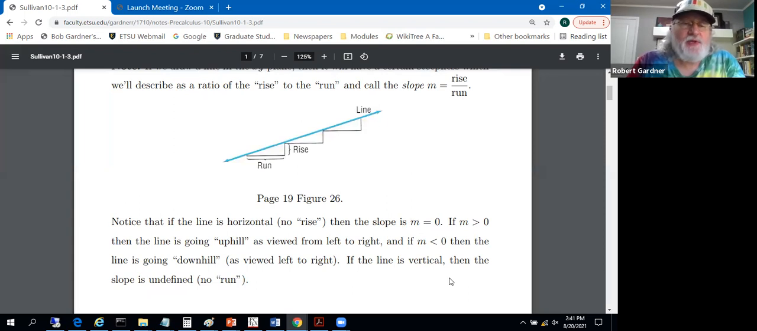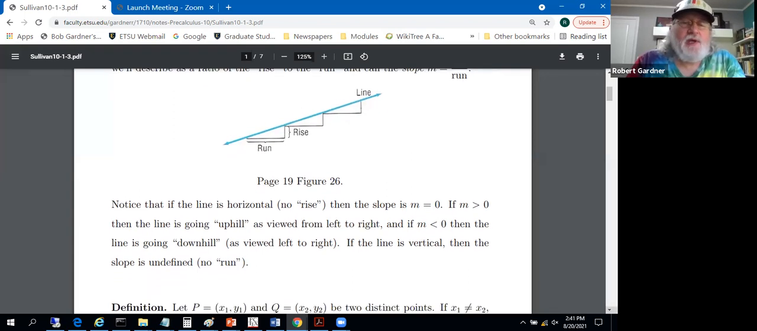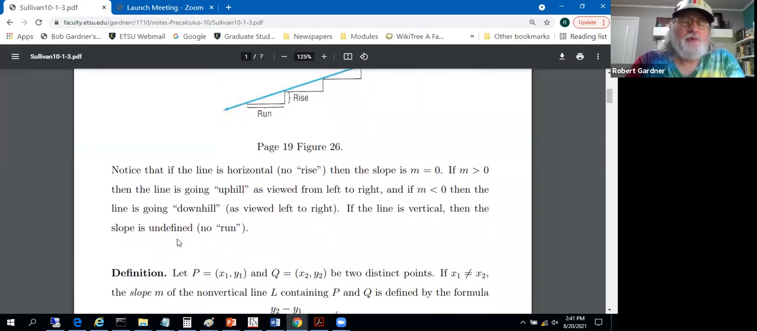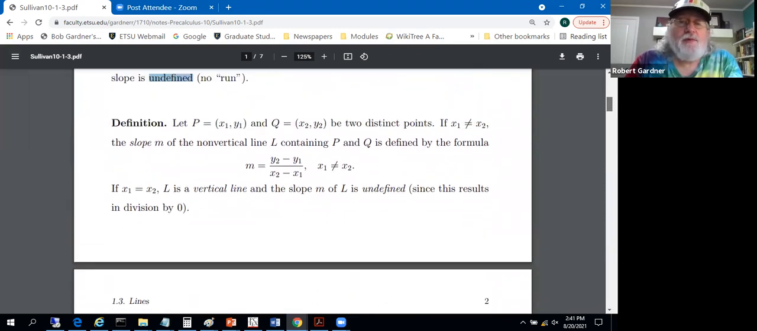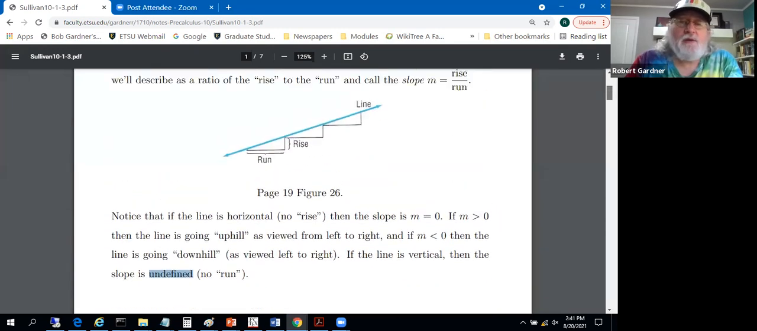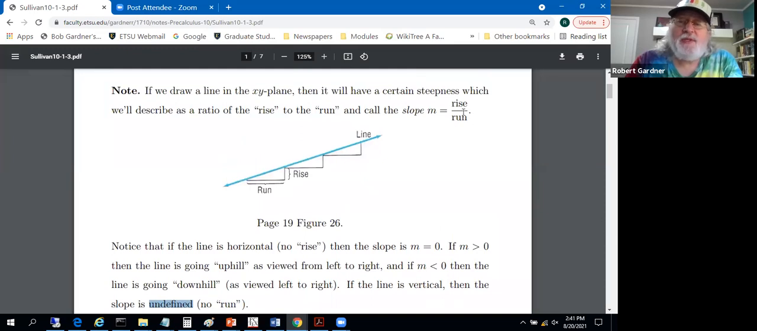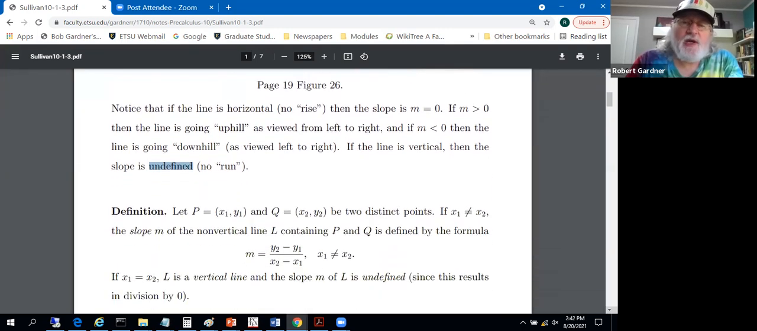If a line's vertical, then the slope is left as undefined. Sometimes it's called no slope. I don't like the term no slope. It reminds me too much of slope 0. Slope 0 is a totally different idea. Undefined slope is the term we'll use and the term that the book uses. And the reason for that is there is no run for a vertical line. We get 0 in the denominator if we tried to talk about the slope of a vertical line. So that's the reason it's left as an undefined concept.